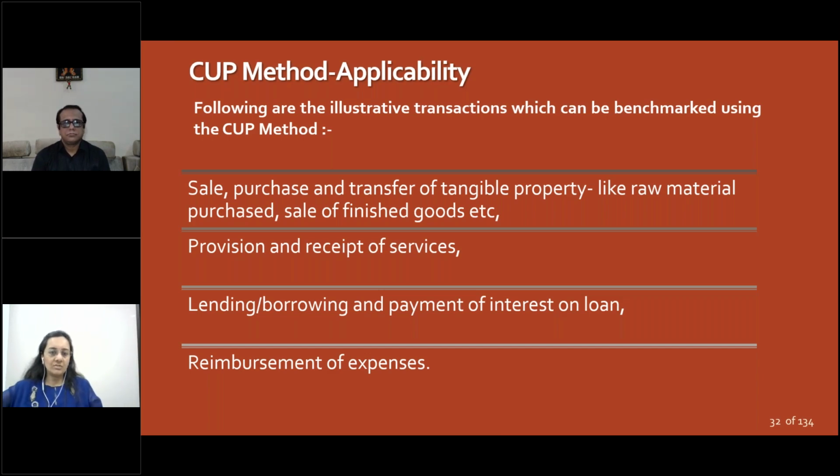So provision and receipt of services, these are generic. Lending and borrowing, payment of interest on loans, reimbursement of expenses. In all these types of illustrative transactions, you can easily apply CUP if comparable data is available.